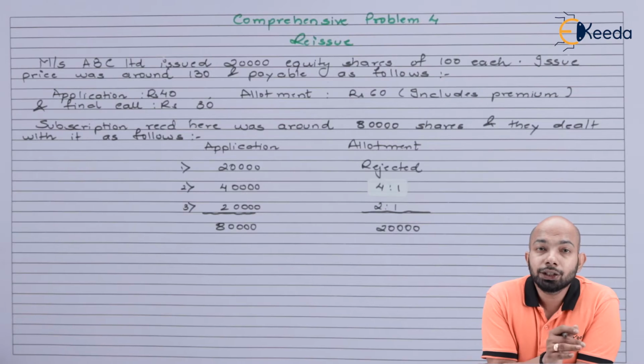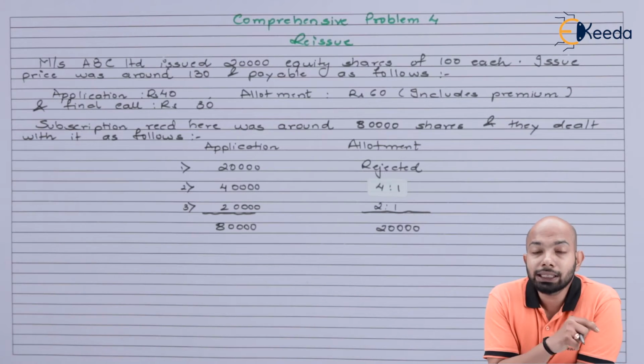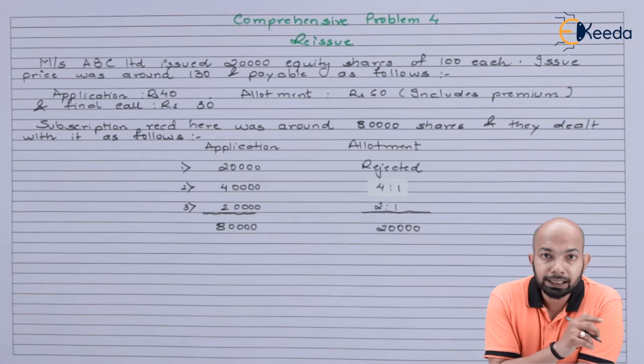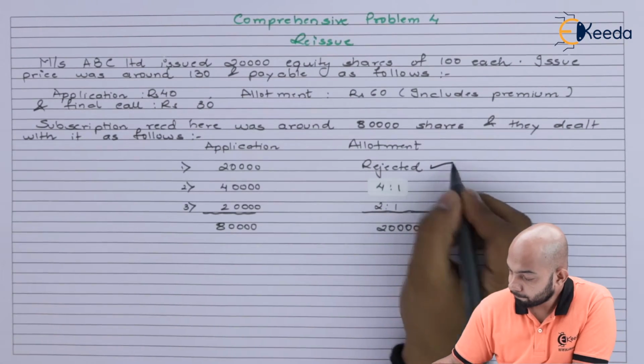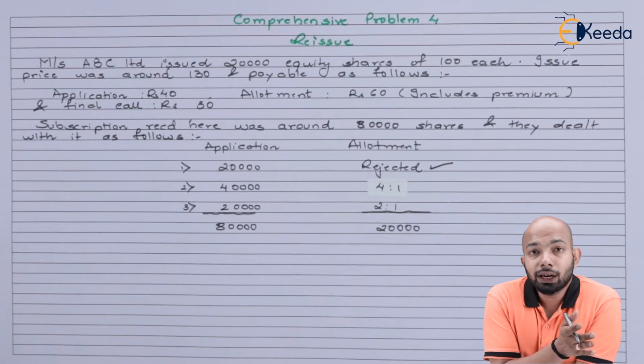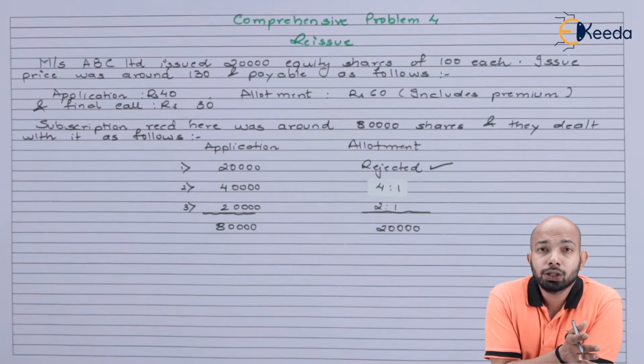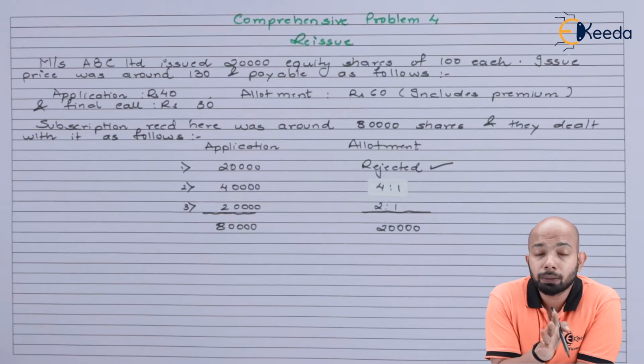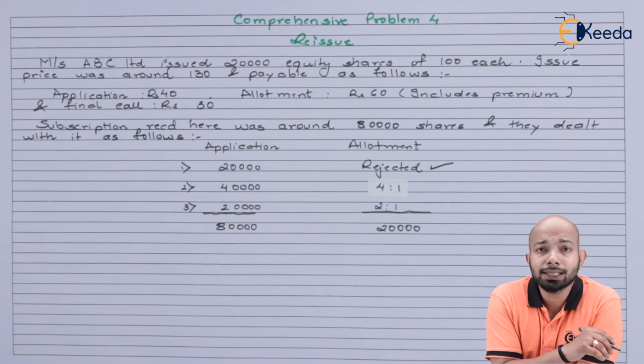They have divided the applications into three categories. The first 20,000 applications were rejected completely here. The next 40,000 applications were given shares in the ratio of 4:1. That means for every 4 shares applied, they've given 1 share as an allotment.